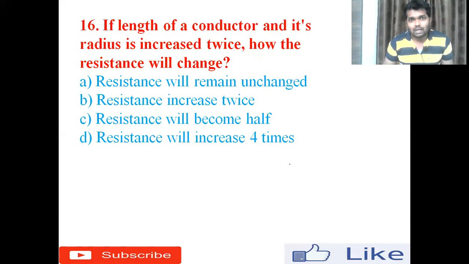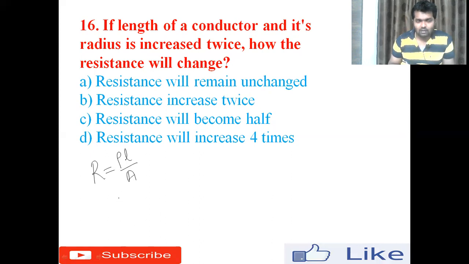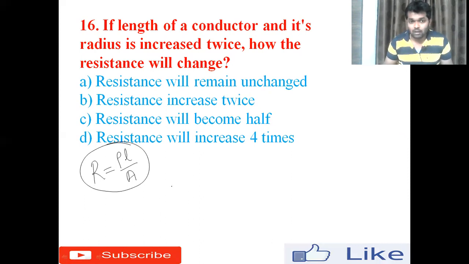16th one: if the length of the conductor and its radius are increased twice, how will the resistance change? Option A, resistance will remain the same. Option B, resistance increases twice. Option C, resistance will become half. Option D, resistance will increase 4 times. So now, we know that resistance equals rho L divided by A. This is the basic resistance formula.